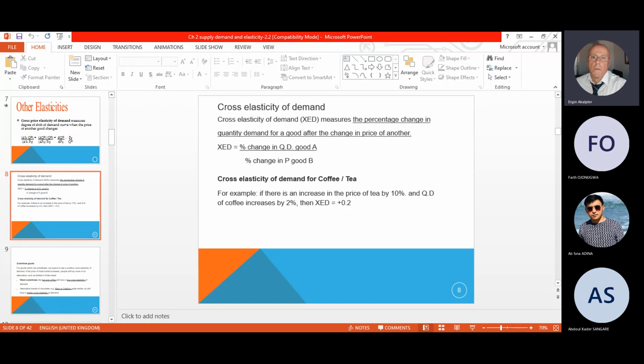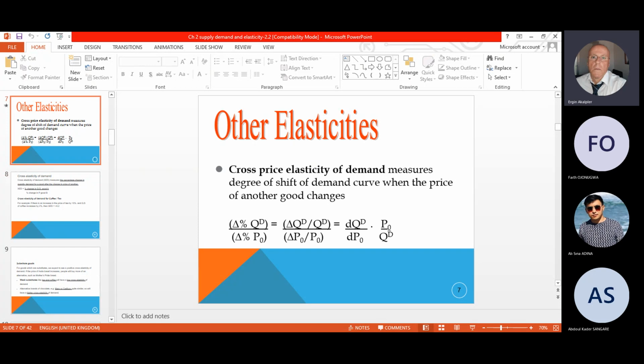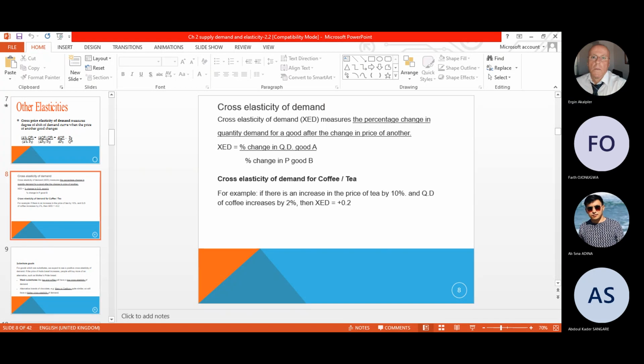Cross price elasticity of demand for coffee to tea: for example, if there is an increase in the price of tea by 10% and the quantity demanded of coffee increases by 2%, then the XED, the cross price elasticity, will be 0.2, because we put the equation as it is given here. Change in the quantity will be divided by change in the price, which means you are going to divide 2% by 10.